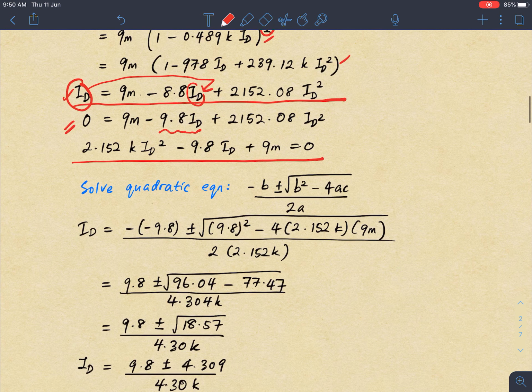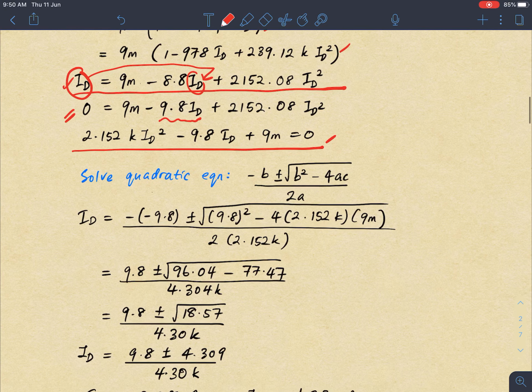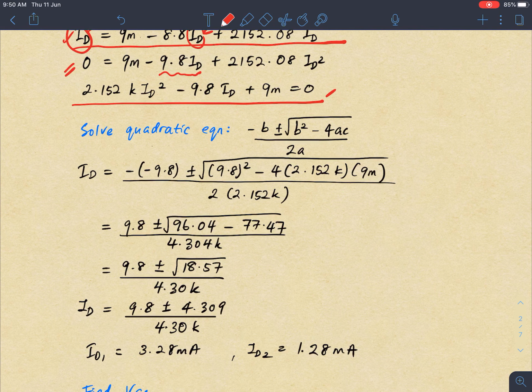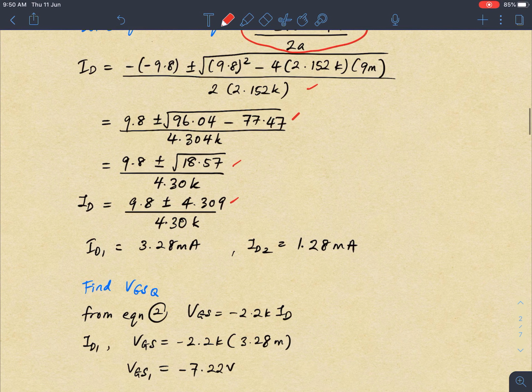Then you need to solve this equation using the quadratic formula. This formula. Then when you insert and calculate, we get this value. Finally, the answer is 3.28 milliampere for ID1 and another one, 1.28 milliampere.